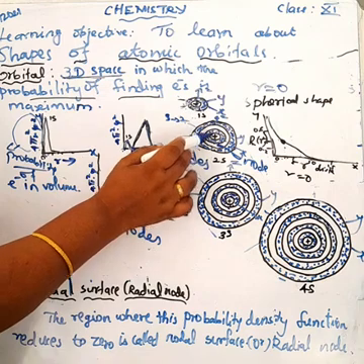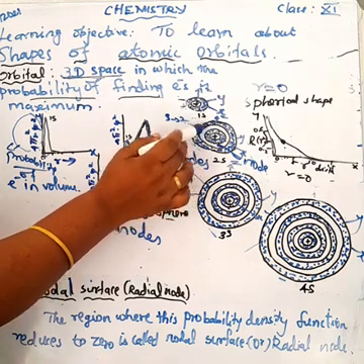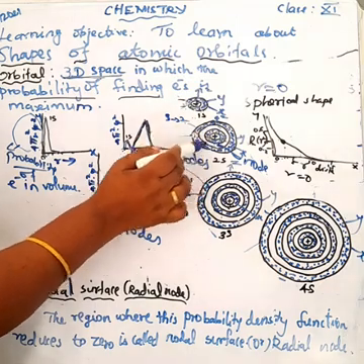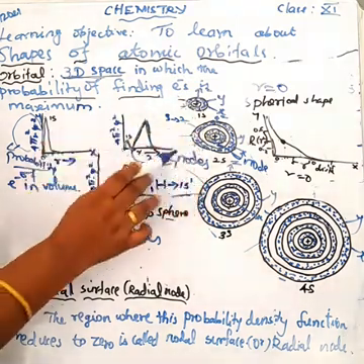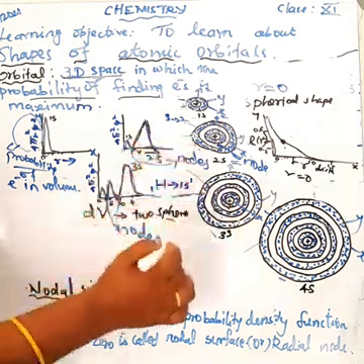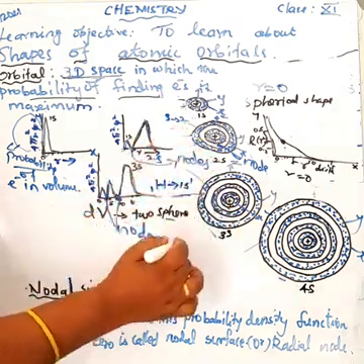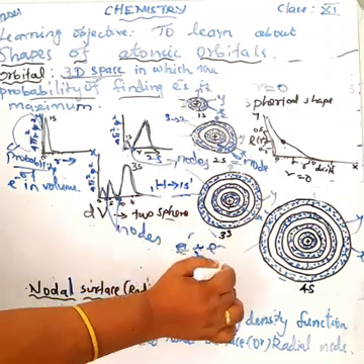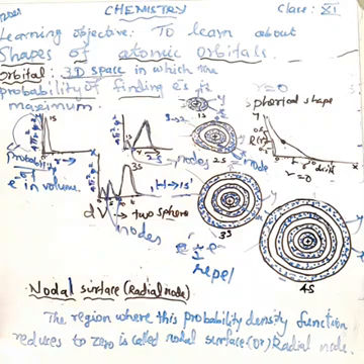Okay, between the 1s orbital and 2s orbital, why is there this space, these nodes? Because the 1s orbital electrons and 2s orbital electrons repel each other. Because of the repulsion, nodes are there. Understood?